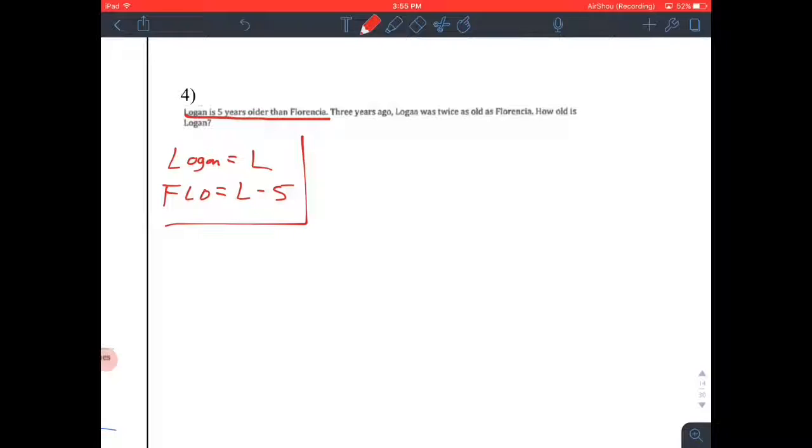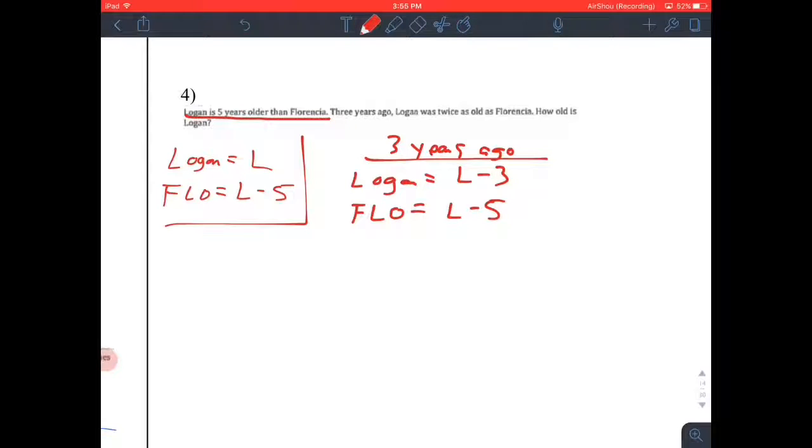3 years ago, Logan was twice as old as Florencia. How old is Logan? So 3 years ago, what were their ages 3 years ago? Well, Logan 3 years ago was L minus 3, his current age minus 3 years. If he's 20 now, he's 17 3 years ago. Florencia is L minus 5 now. 3 years ago, she's going to be L minus 8.